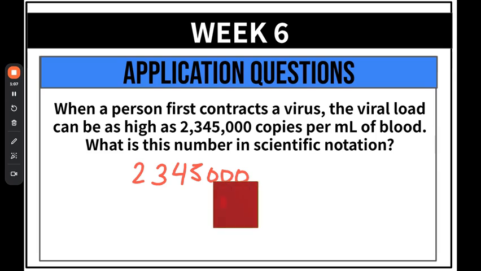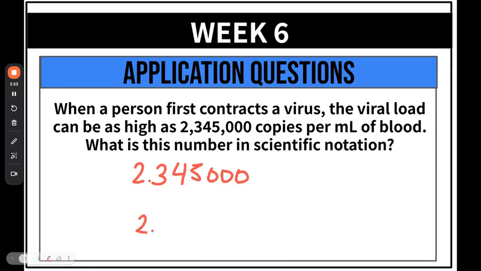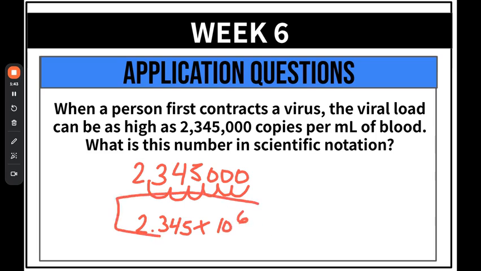Well, when we look here, if we put the decimal between the 2 and the 3, we have the number 2.345, and it would have to go there for the number to be between 1 and 10. So, from there, how many spaces should we move the decimal in order to get the number that it actually is? Well, let's count. 1, 2, 3, 4, 5, 6. So times 10 to the 6th. That's super easy. 2.345 times 10 to the 6th.